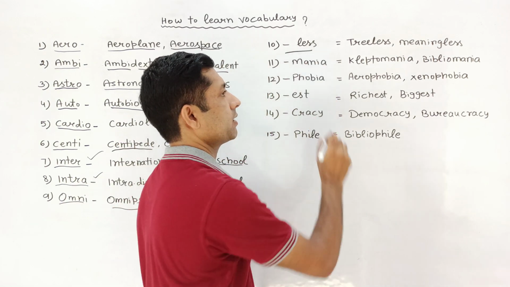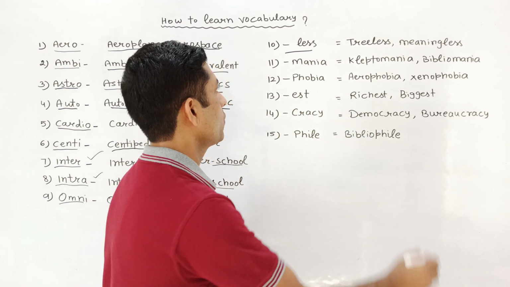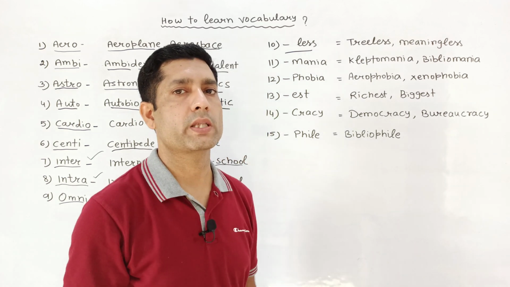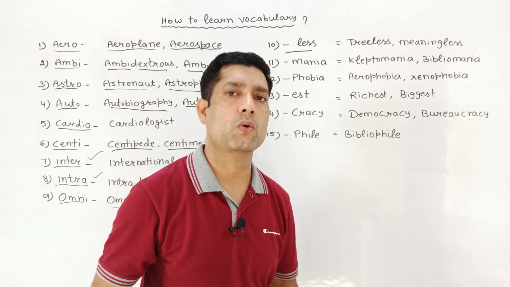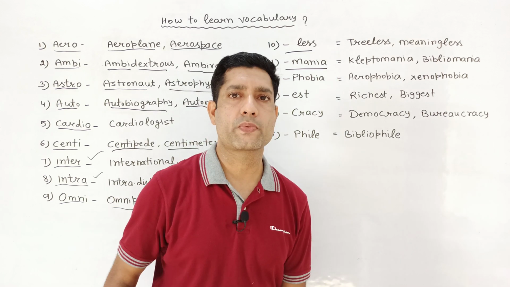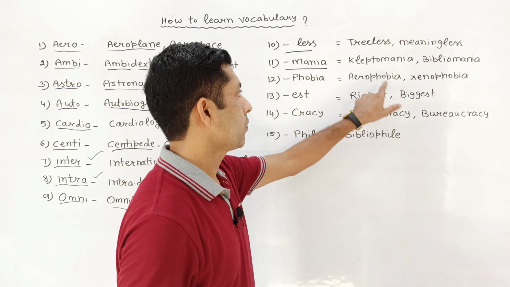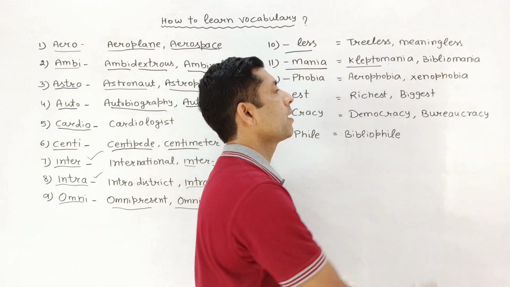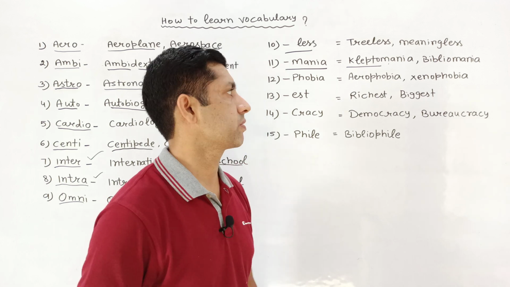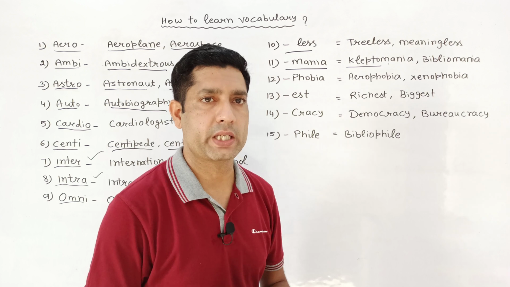Next, these are the suffixes जो वर्ड के लास्ट में लगते हैं. फर्स्ट इज लेस, इट्स विदाउट. ट्रीलेस, विदाउट ट्रीज. मीनिंगलेस, विदाउट मीनिंग. नेक्स्ट इज मैनिया. मैनिया होता है ऑब्सेशन, मेंटल इलनेस ऑफ ए पर्टिकुलर थिंग. फर्स्ट वर्ड इज क्लेप्टोमेनिया, a strong desire to steal things. Bibliomania, craze for books or reading.